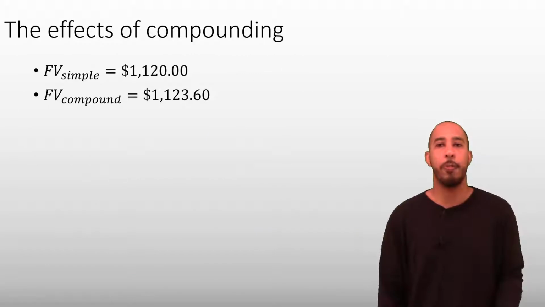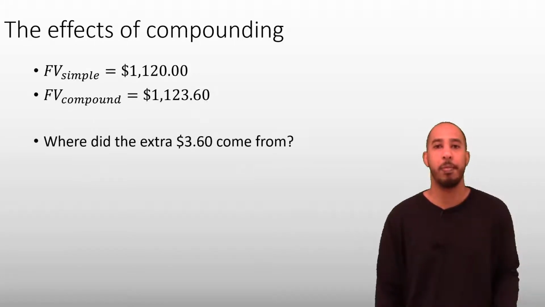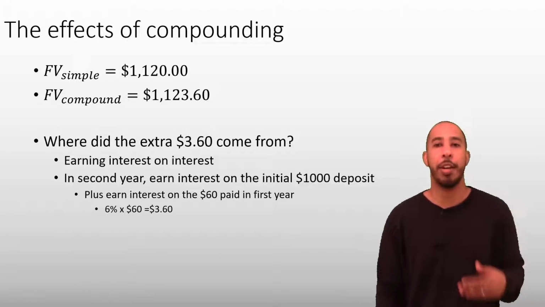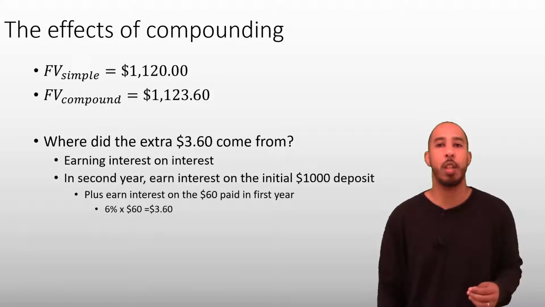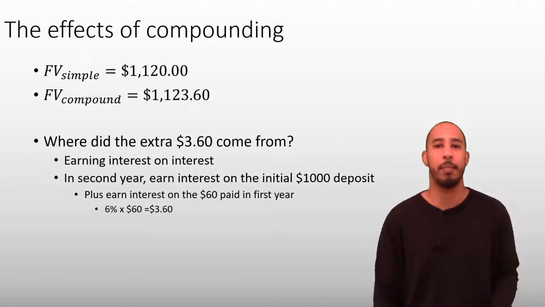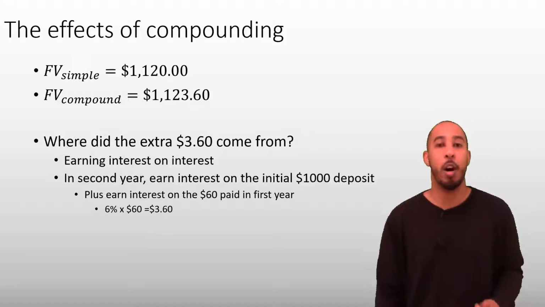If we compare the future values with simple and compound interest, we see that the compound account will be $3.60 bigger. Well, where did this extra $3.60 come from? It comes from earning interest on interest in the compound account. We saw that in the second year, we earned interest on the interest from the first year. That gave us an additional $3.60. If we let the money stay in the account for another year, we would earn interest on this $3.60 as well. The interest just keeps on accumulating. That's what people mean when they say your money can work for you.